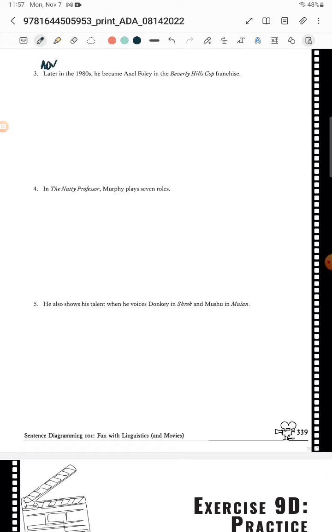Moving on to number 3, later in the 1980s. So we have an adverb, and then we also have a when. So prepositional phrase telling me adverb things. He became who? He became Axel Foley. Yeah, in Beverly Hills Cop. That's also telling me where.